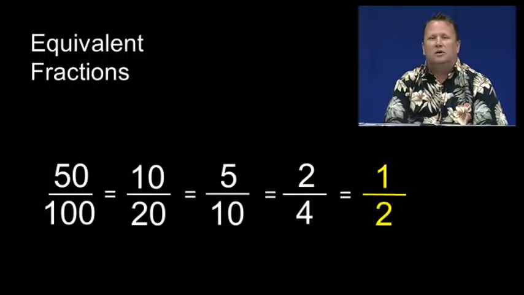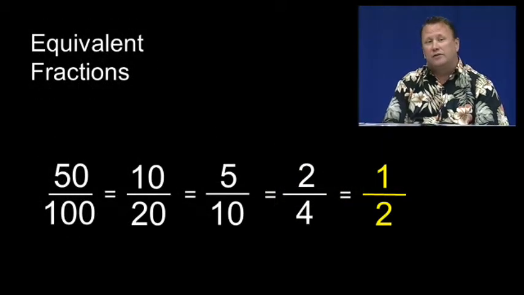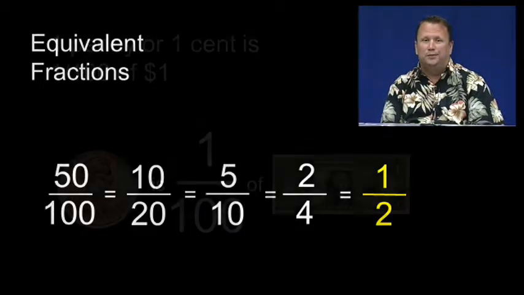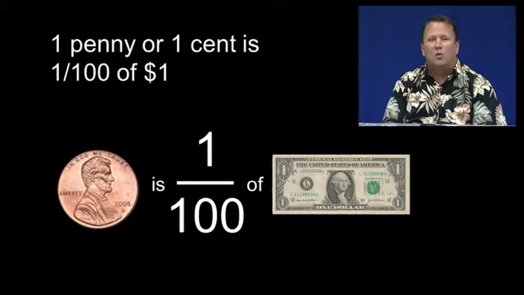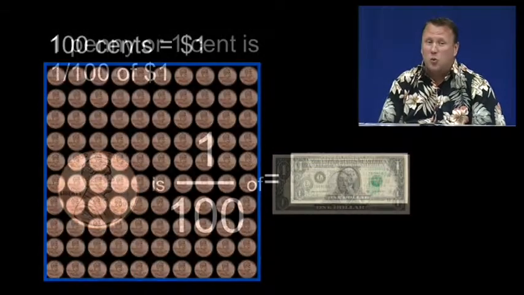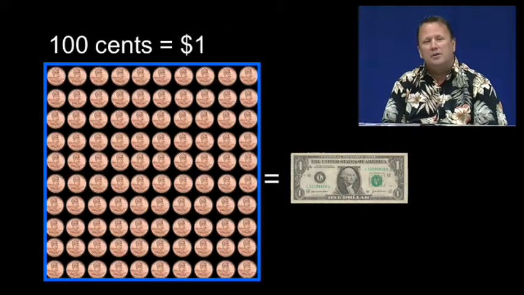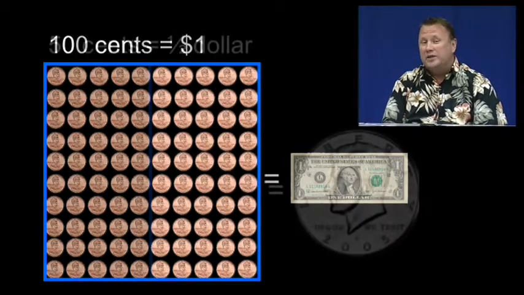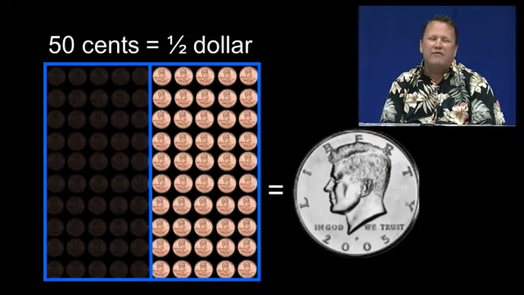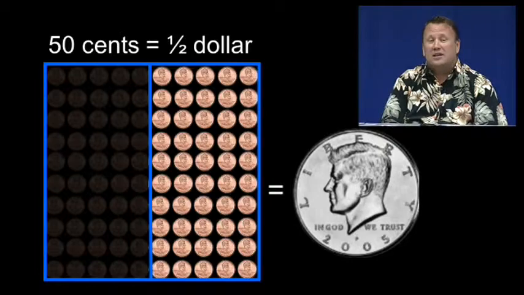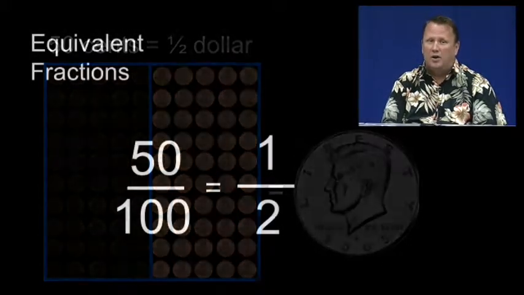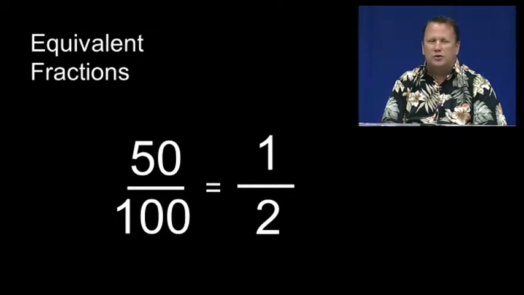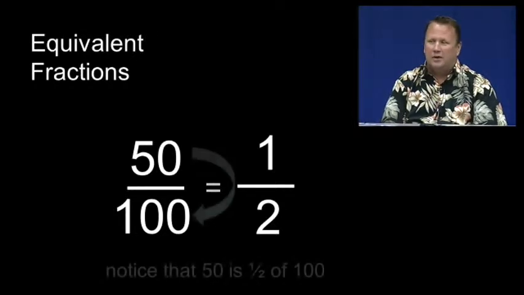So let's talk about equivalent fractions. First, let's review. 1 penny or 1 cent is 1/100th of $1. That's because it takes 100 cents to equal $1. If we take half of those pennies, we have 50 cents. And 50 cents is equal to $1/2. So 50/100ths is equal to 1/2.